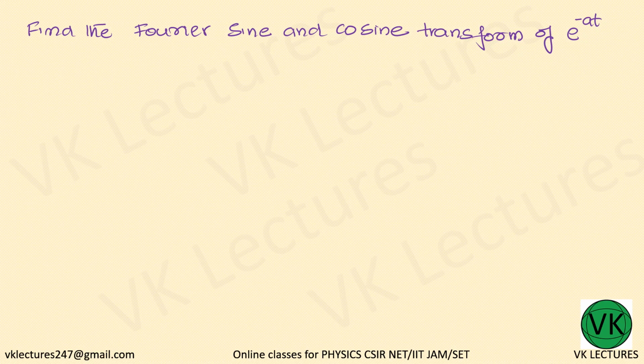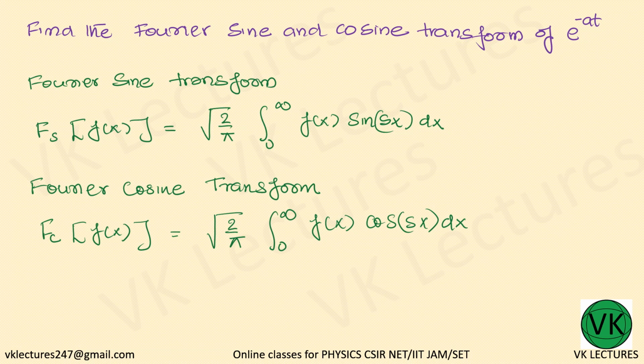Find the Fourier sine and cosine transform of e to the power minus at. To solve this, we have the Fourier cosine and sine transform formulas, that is Fourier sine transform Fs of f of x is equal to root of 2 by pi, the integration is from 0 to infinity f of x, which according to this question is e to the power minus at into sin sx. Now this is from x to s domain. Now we need the transformation from t to omega.